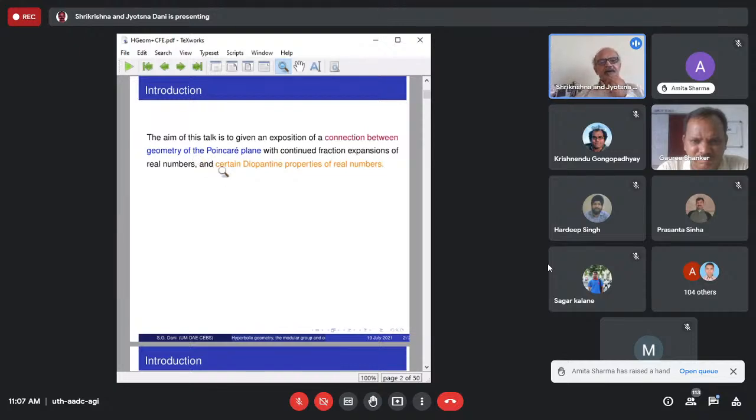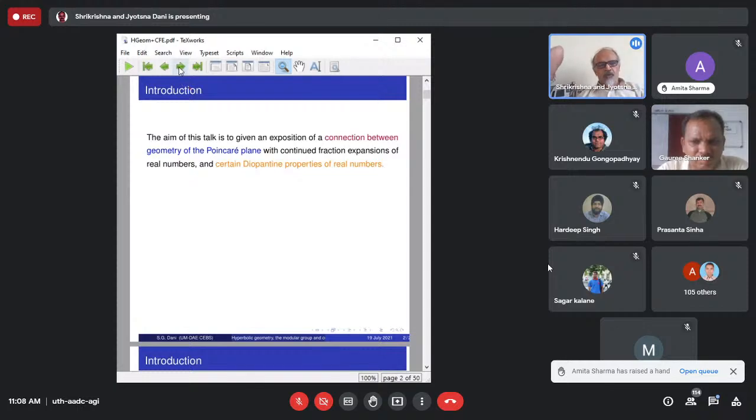I do hope even for those who have some familiarity, what I'm going to say would help. The aim of this talk is to give an exposition, as I said, on the connection between the geometry of the Poincare plane and continued fraction expansions of real numbers, and what is involved in this is certain Diophantine properties of real numbers.